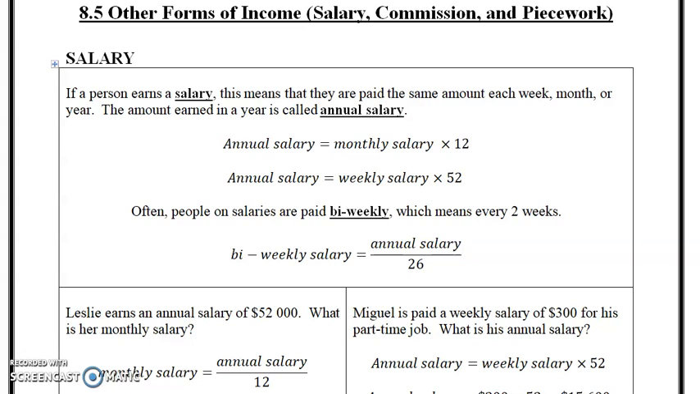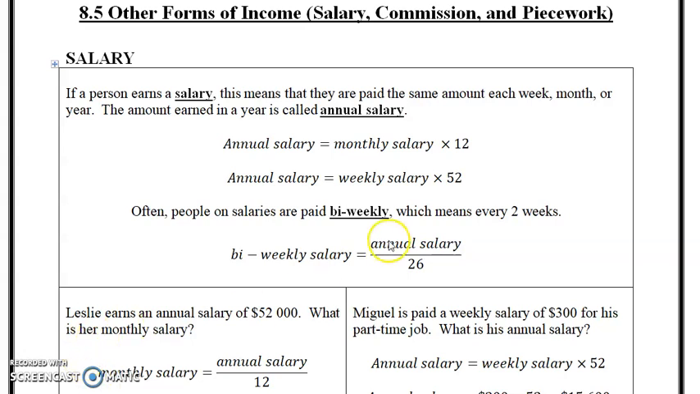So I have a couple of other ones there. I have annual salary, so monthly salary times 12. An annual salary is a weekly salary times 52. One of the most common pays are bi-weekly, and there's other ones that are bi-monthly. You'll get paid twice a month, maybe on like the 15th and 30th of a month. That's not as common. You don't really hear about that very often, but those are salaries.